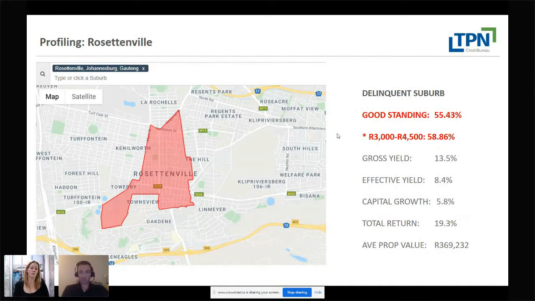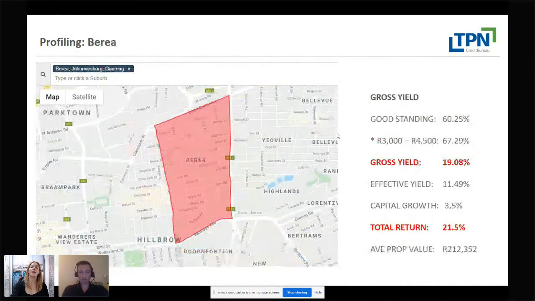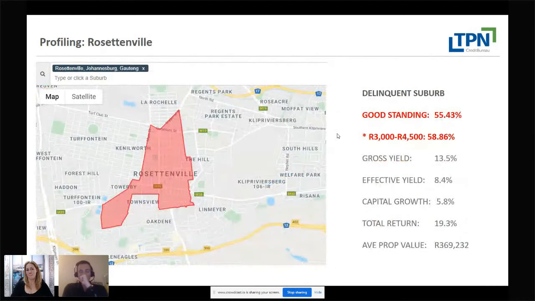The average cost of a property for sectional title in Rosettenville at the moment is 369,000 Rand. Then we've got, sorry, just quickly go back to that one. So it's interesting because what you've mentioned is, as much as that good standing ratio, if it's negative, it's not always a deal breaker if you manage the tenants correctly.